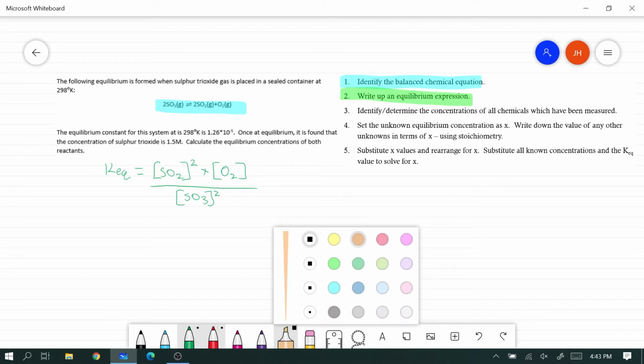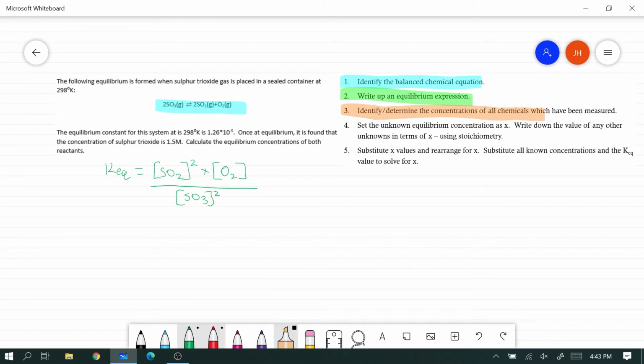Next thing that we need to do is identify or determine the concentration of all chemicals which have already been measured. Now there is only one that we've been given. That's one equilibrium concentration that we can substitute in, and that is for sulfur trioxide. Its concentration is 1.5 molar. So we'll be using that a little bit later once we've set out our equation and rearranged it appropriately.